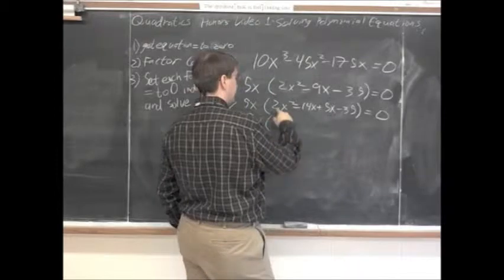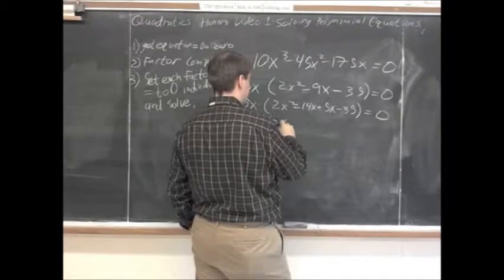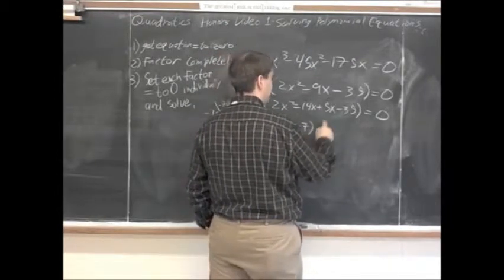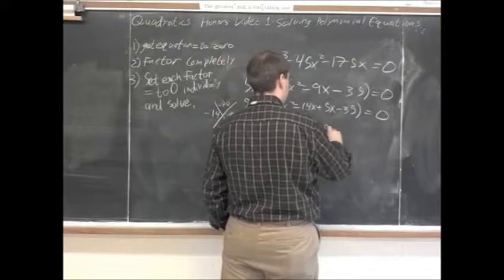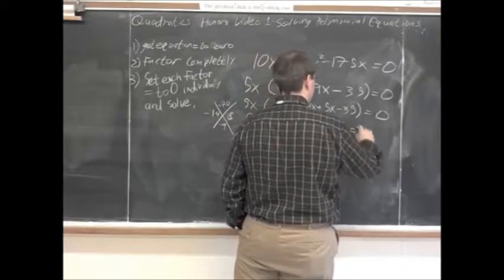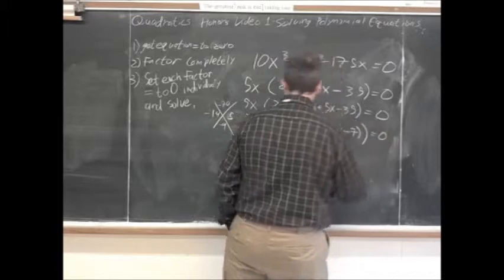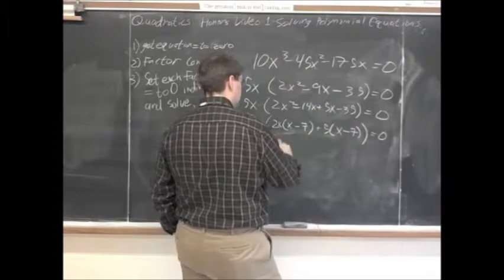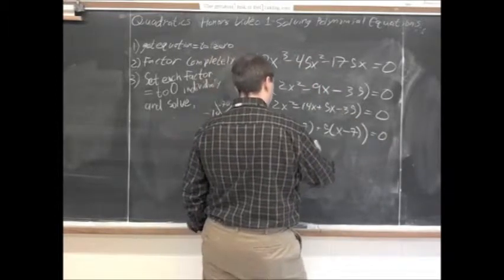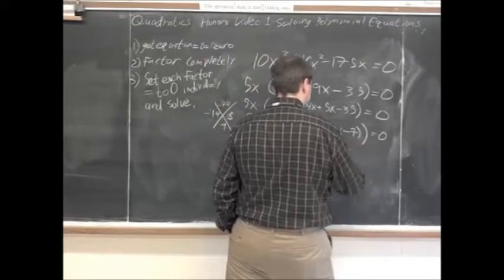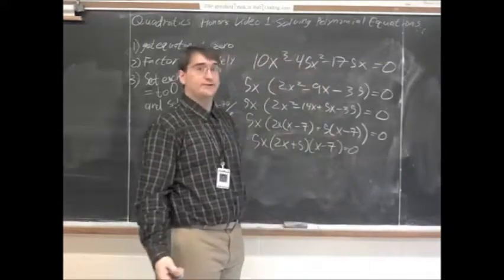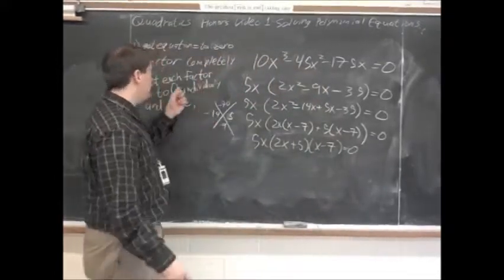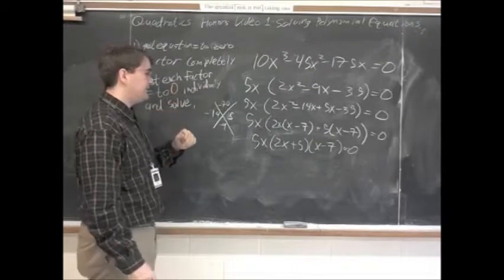I can take a 2x out of those terms. 2x, I have an x minus 7. I can take a 5 out of both of those. I have an x minus 7. And that gives me 5x times 2x plus 5 times x minus 7 equals 0. So we factored completely.